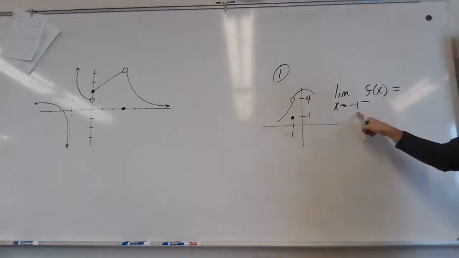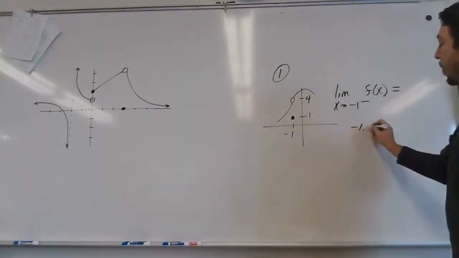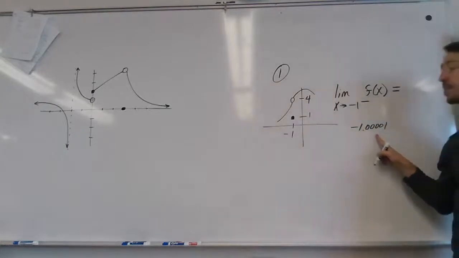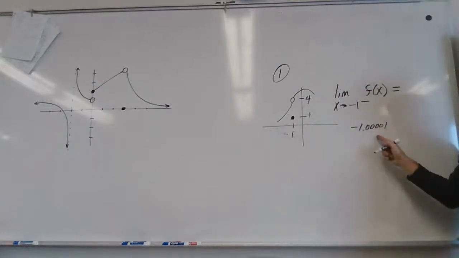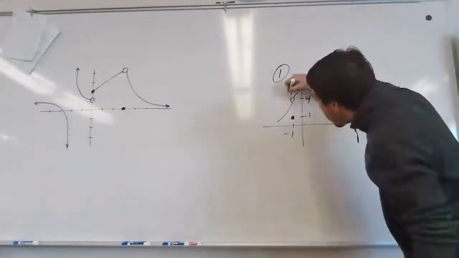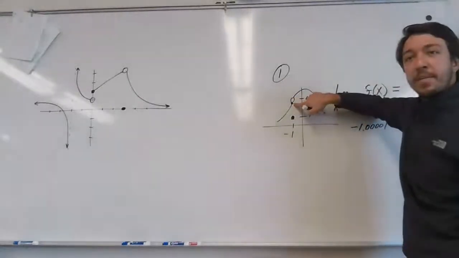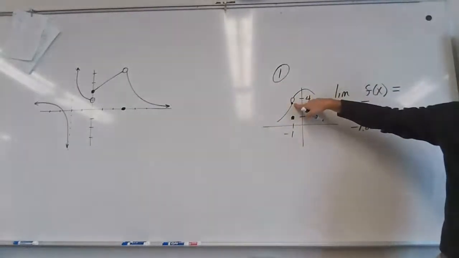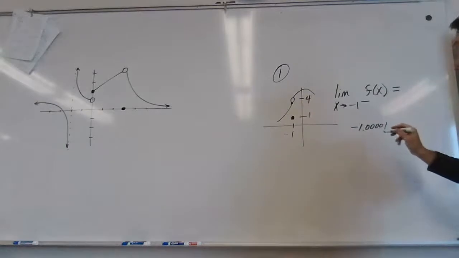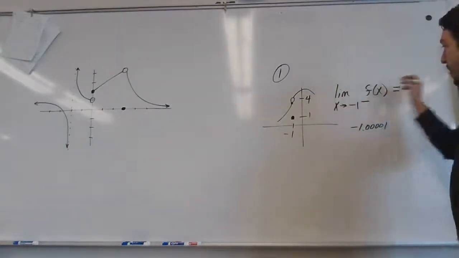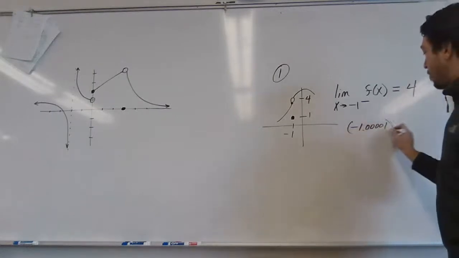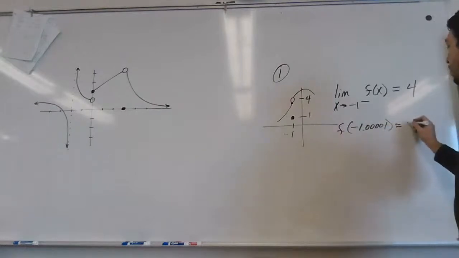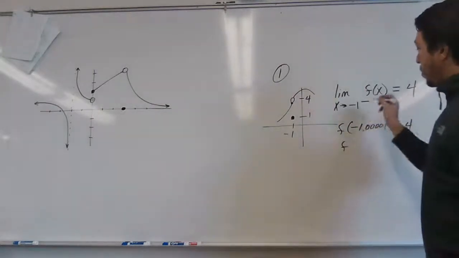I'm caring about numbers like -1.00001, a number just barely to the left of -1. If I was looking at a number just barely to the left of -1, where would I be on the curve? I'd be just to the left of the hole, right? Right at the other point though, or is that just a random point? No, I'm getting there. So this answer is 4. So if you plugged in this number, you'd get very close to 4.